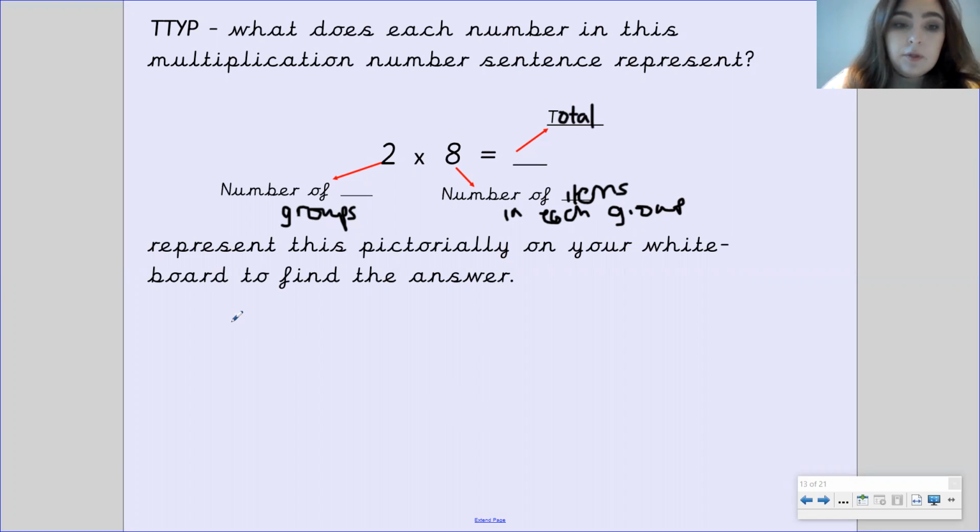Okay, now what I want you to do on your whiteboard or on your piece of paper, I want you to represent this pictorially. So you need to draw it out. You've got 2 groups and 8 in each group, and then you need to give me the answer. So draw this on your whiteboard. Pause the video here to have a go.